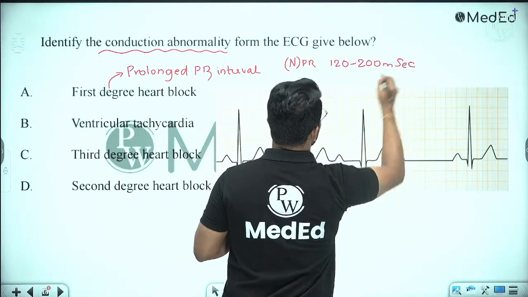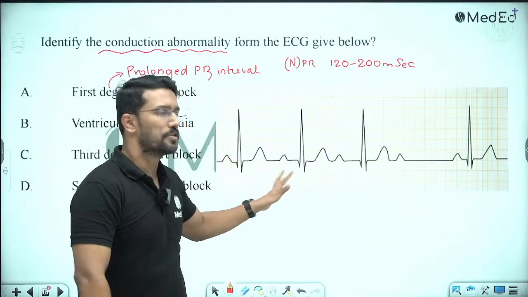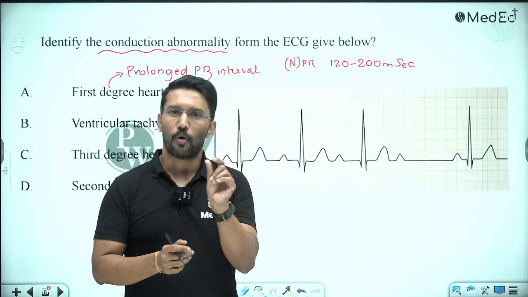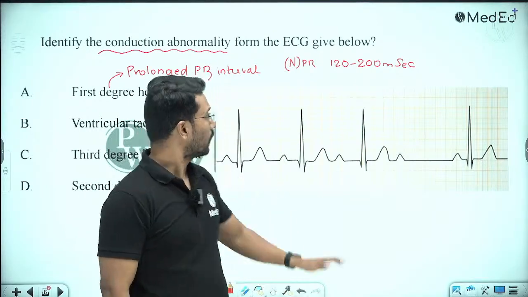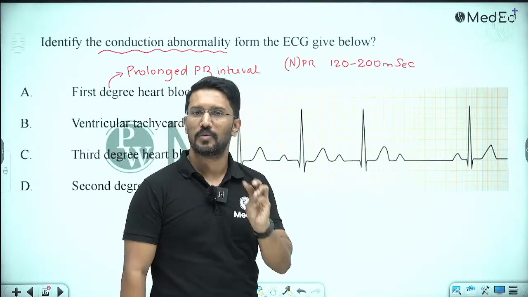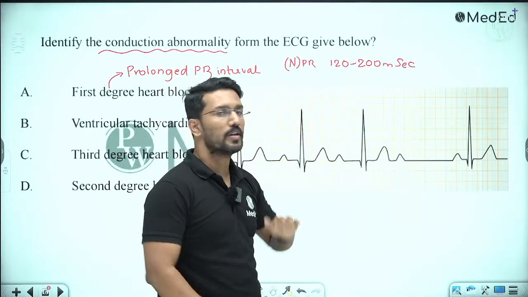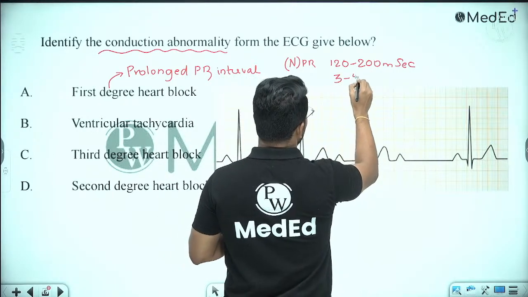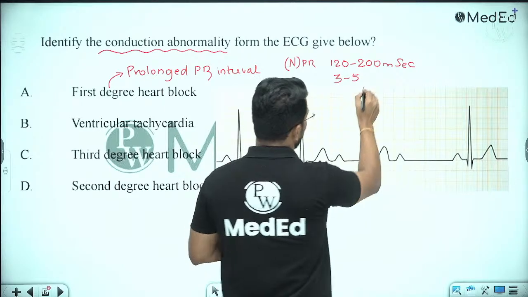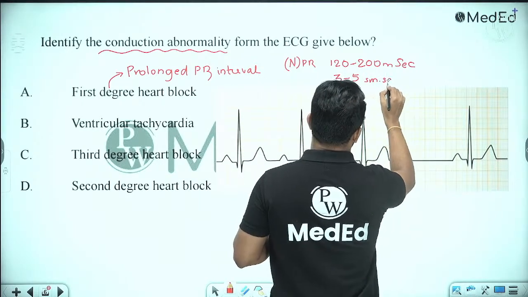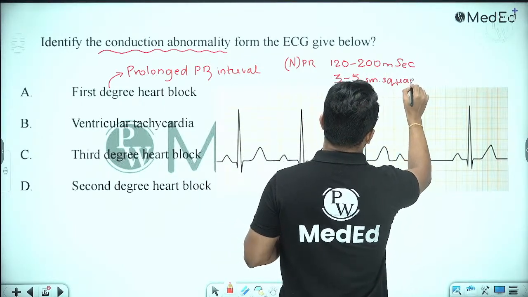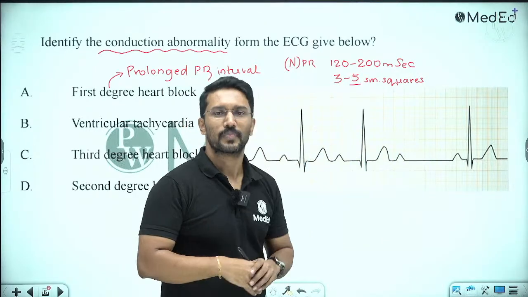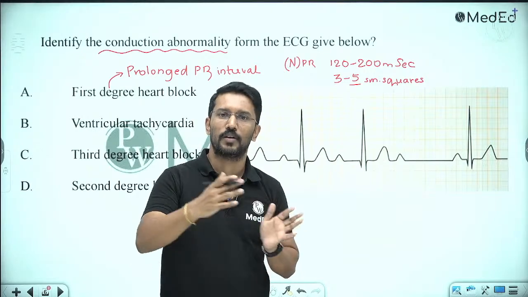120 to 200 milliseconds. Now on an ECG which has a standard speed set, that is 25 millimeter per second, each small square represents 40 milliseconds. So when I say 120 milliseconds, that means 3 small squares. When I say 200 milliseconds, 5 small squares. So in a standardized ECG, PR interval is expected to occupy 3 to 5 small squares and nothing more than that. If it is occupying more than 5 small squares, that means more than 200 milliseconds, that's clearly abnormal. That means the PR interval is prolonged.